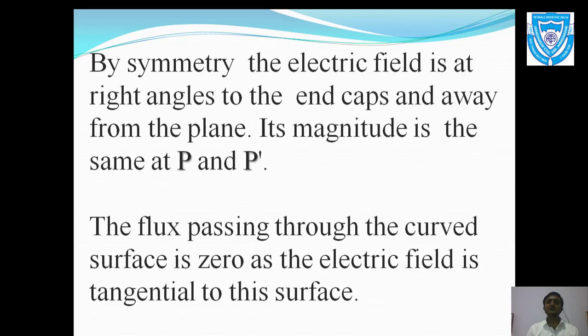The flux passing through the curved surface is 0 as the electric field is tangential to the surface. You have to imagine this thing over here. When we see the electric field along the curved surface, at that point of time, the angle between the electric field and area vector will be 90 degrees. And if we find the dot product between them, then the dot product will become 0. Therefore, we can say that the flux along the curved surface is 0.